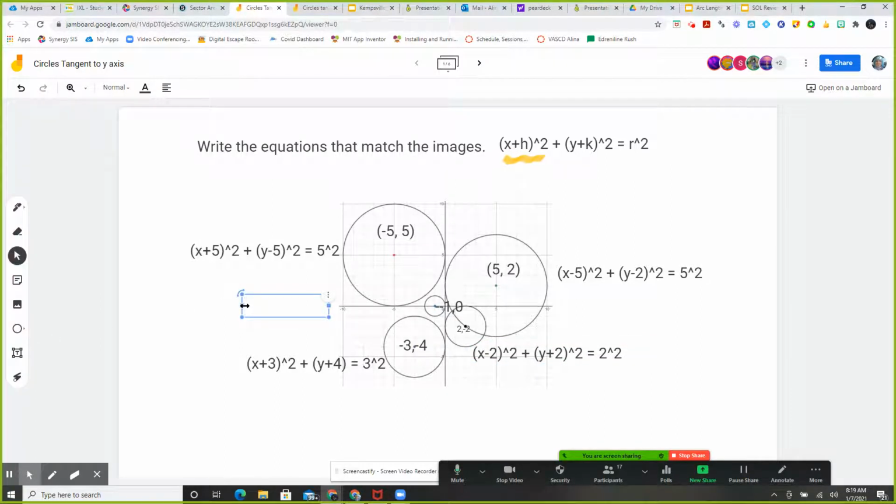So if I have negative 1, 0, x plus 1 squared, and then y, do I have to do plus 0? Or can I just leave that without anything? Leave it without. It's okay if you put that plus 0, but know that you're more likely going to see it like this with just nothing. And then what's the radius of that little tiny circle?